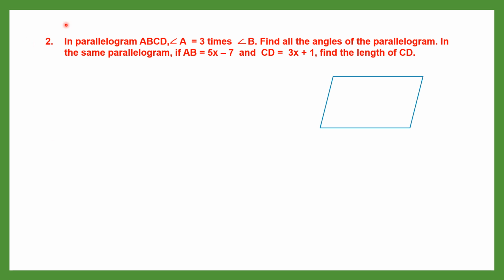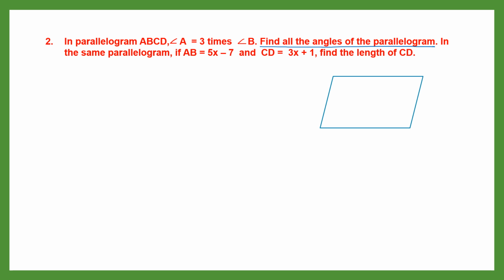Question 2. In parallelogram ABCD, angle A is 3 times angle B. Find all the angles of the parallelogram. In the same parallelogram, if AB is equal to 5x minus 7 and CD is equal to 3x plus 1, find the length of CD. So first we have to find all the angles of the parallelogram. That's the first thing. So what is given to us?